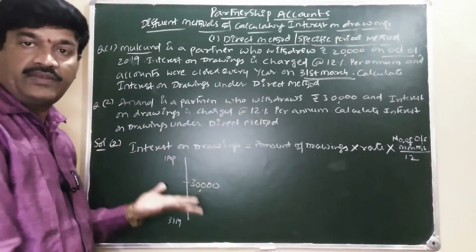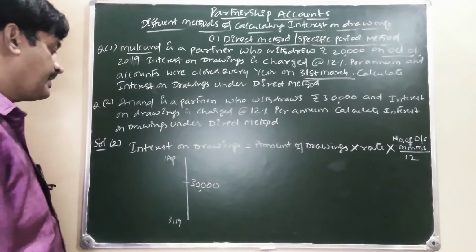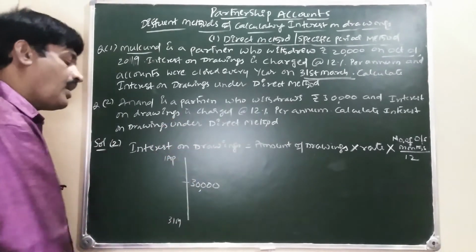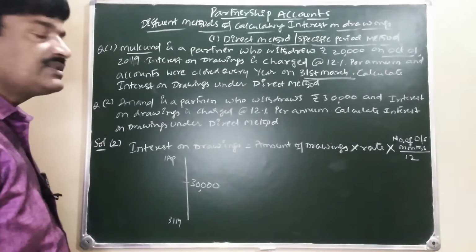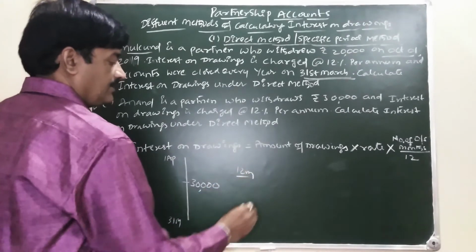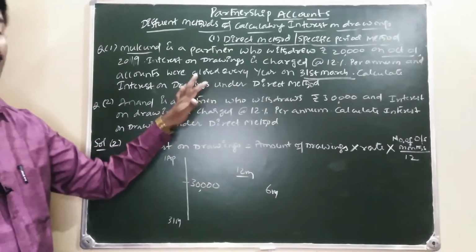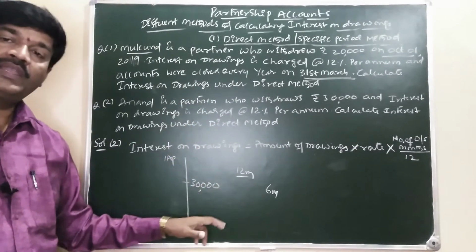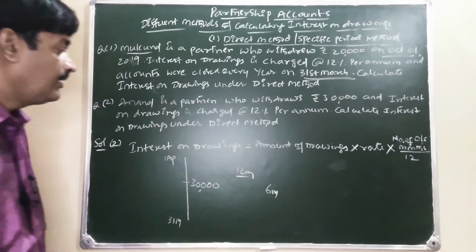Date of withdrawal is given or not given? Date of withdrawal is not given. When the date of withdrawal is not given, then we take the average months of that accounting period. In the accounting period, how many months are there? 12 months are there. Average 6 months. We are taking the average period of that accounting period. 12 months, average is 6 months.